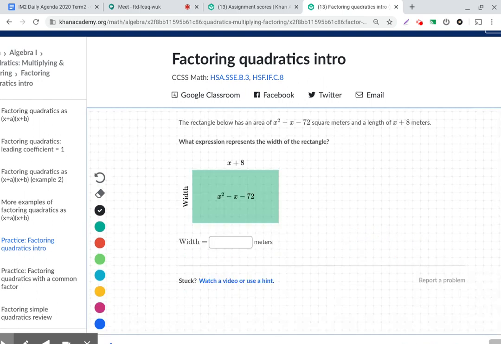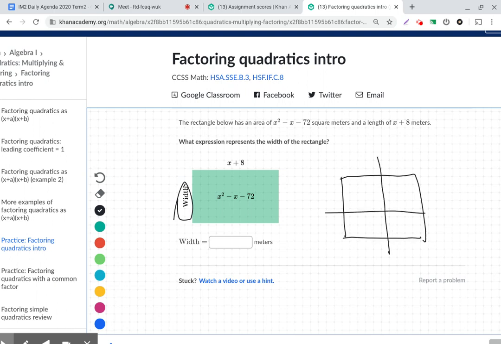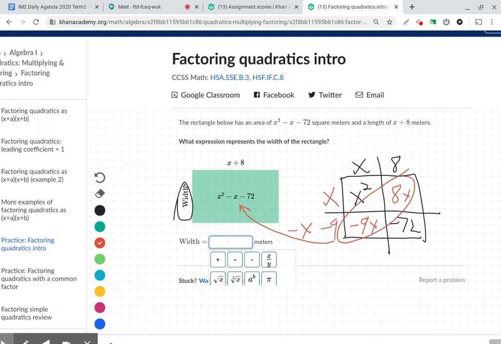So this one, all they need is the side, the width. So then if you draw your box, you know this is x squared. This is negative 72. You know one of them's 8, x and 8. So then you just got to figure out the rest. So this is going to be x, this is going to be 8. Now these two added up to negative x, right? Because they have an x. So that means this has to be negative 9x, and this would have to be negative 9. See, there's a little bit of guessing here. So then here I would just put x minus 9.